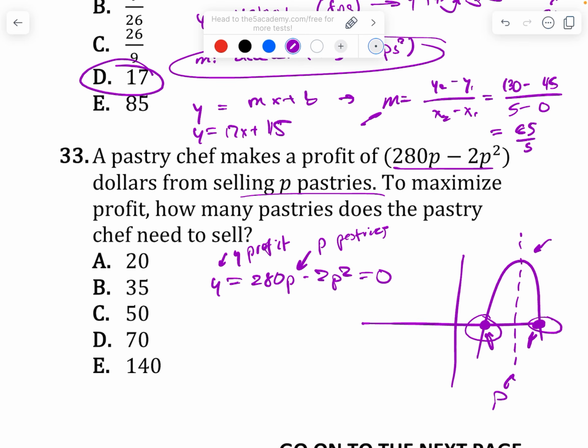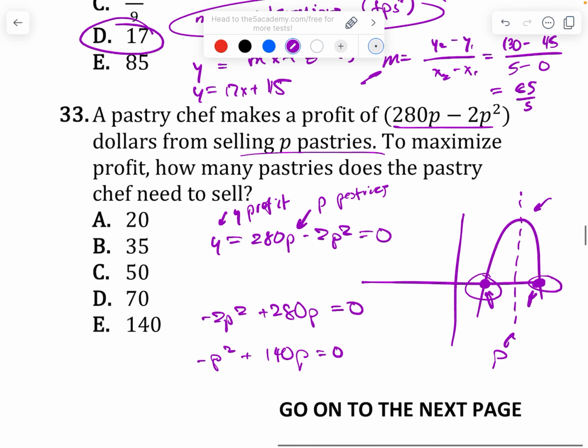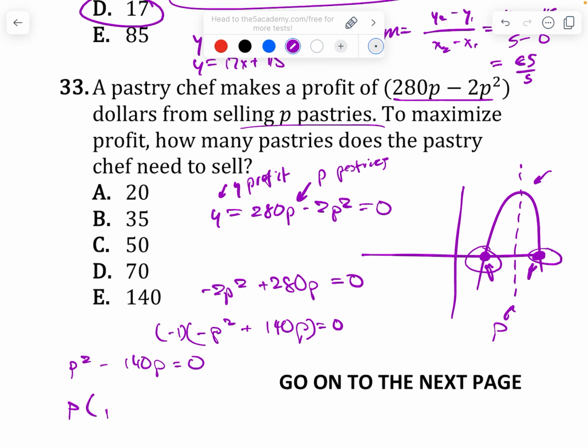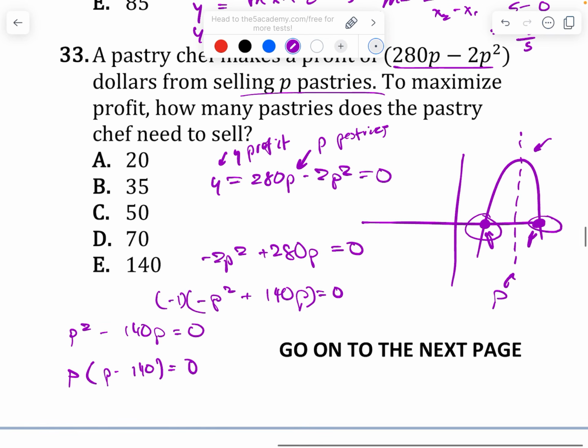So let's just make this equal to 0 then. Find the x-intercept, and then go from there. So 0 is equal to negative 2p squared plus 280p. So divide everything by 2. Negative p squared plus 140p is equal to 0. Let's get rid of this negative. By multiplying everything by negative 1, p squared minus 140p is equal to 0. And then just factor. P times p minus 140 equals 0. That means p is equal to 0 or p is equal to 140. That means that when p is equal to 70, you're going to have your maximum.